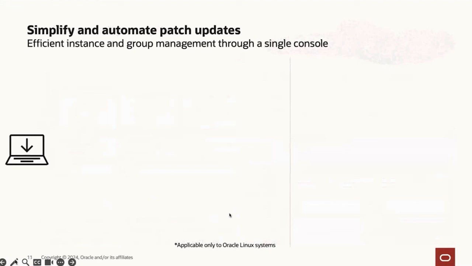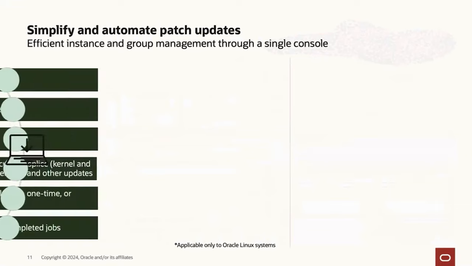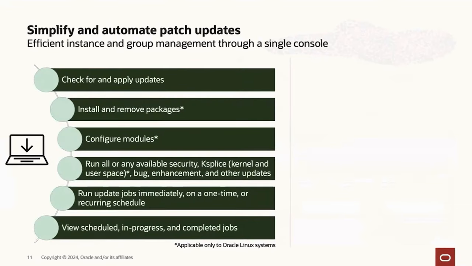Now, OS Management Hub simplifies and helps automate updates and packages for distributed computing environments through a single management console. There are several levels in which you can manage instances. First, you can manage instances individually, and there are many actions you can perform at that level. You can view the instance details, check for and apply updates, install and remove packages, manage Oracle Linux 8 and 9 modules, run update jobs at a scheduled or recurring schedule, and do much more.